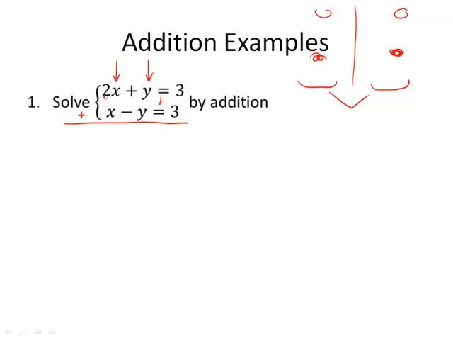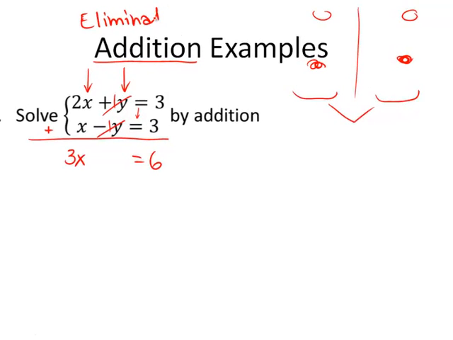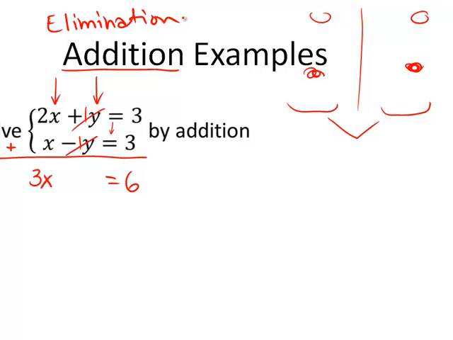So let's add these up. 2x plus x gives us 3x. 1y minus 1y gives us 0 y's. So our y's cancel out, leaving us with, and we have to add these as well, 3 plus 3 is 6. This leaves us with a nice equation where one of our variables was eliminated. So the addition method is sometimes also called the method of elimination, because our whole goal with the method is to eliminate one of the variables to have an equation with the other variable, which we now can solve, and we're left with x equals 2.